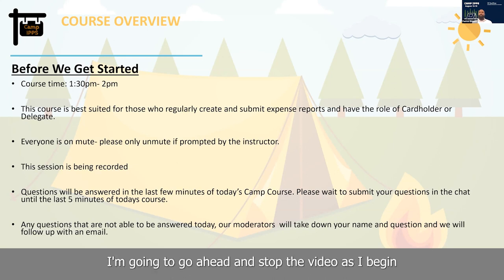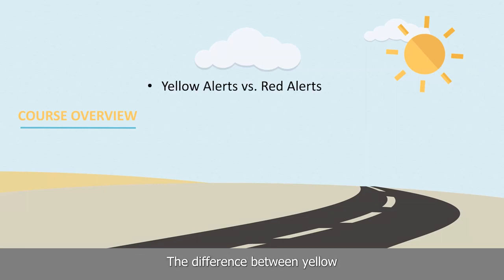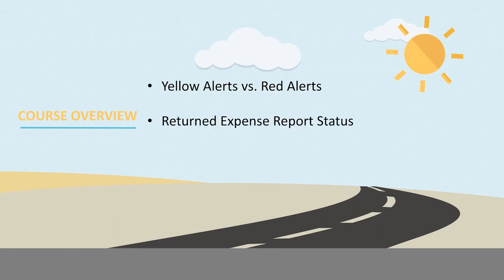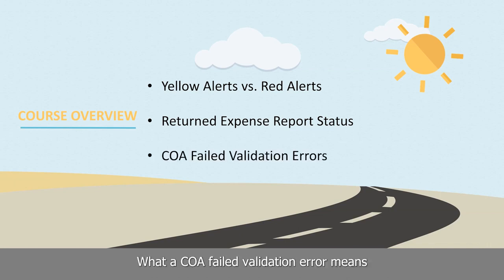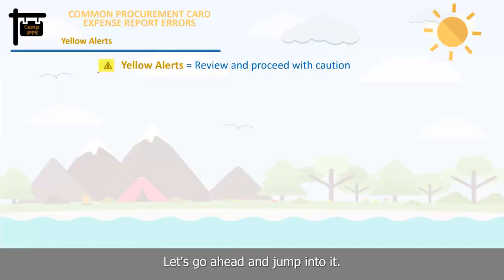All right, I'm going to go ahead and stop the video as I begin the presentation. The topics we will be covering today will be the difference between yellow and red alerts on Concur expense reports, how to interpret a returned expense report status, what a COA fail validation error means, and what a POTAF fail validation error means. Let's go ahead and jump into it.